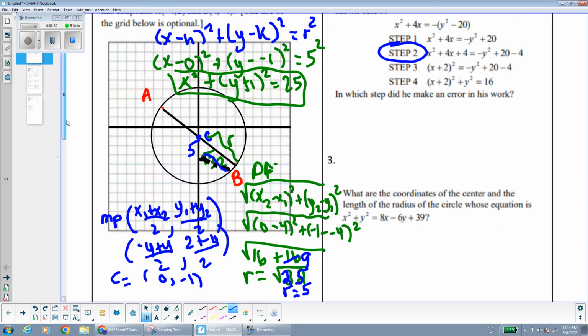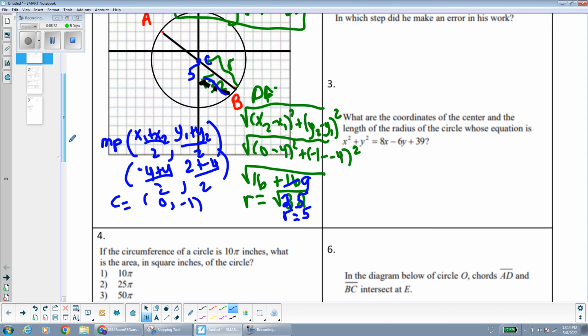In number 3, we are going to complete the square so that we can take the equation of the circle and change it into standard form so that we can see what the center and the radius are clearly. So I'm just going to rewrite my equation right here. That's x squared plus y squared is equal to 8x minus 6y plus 39.